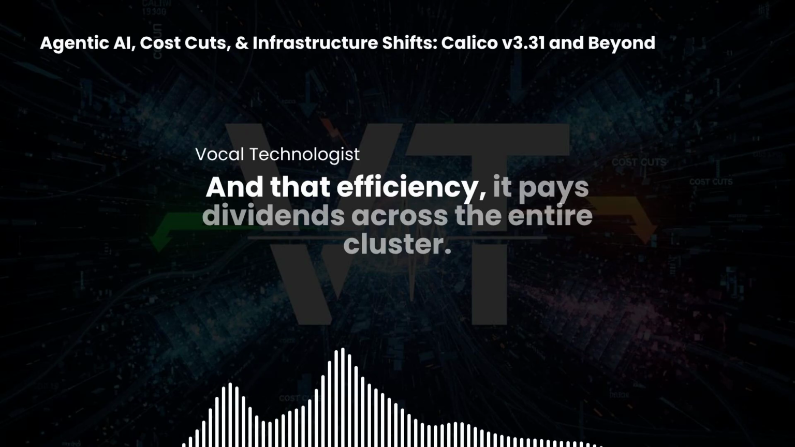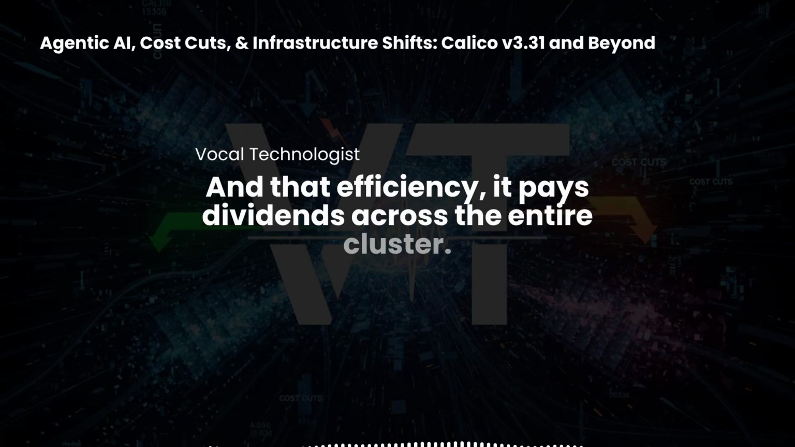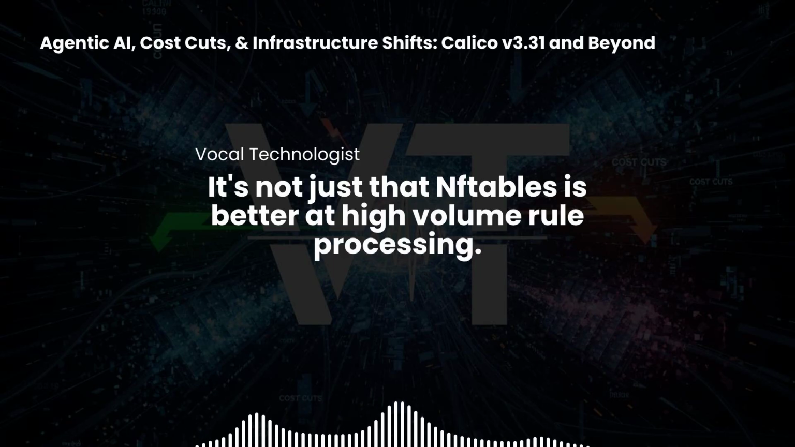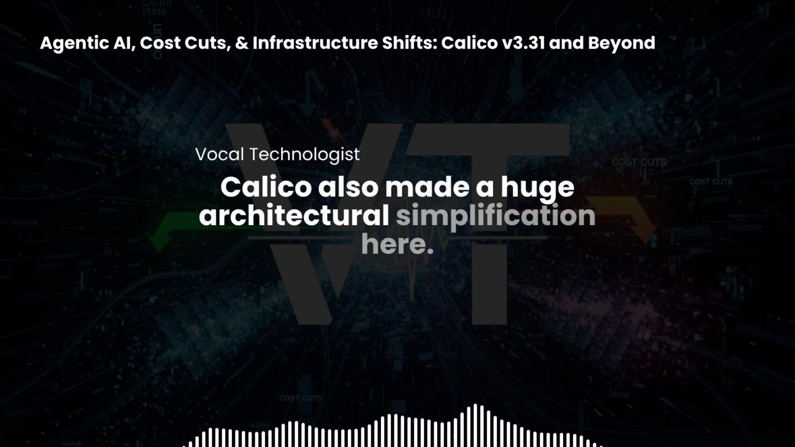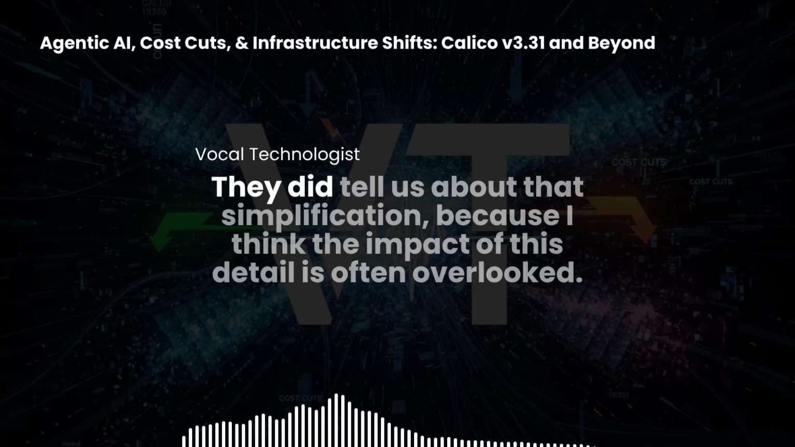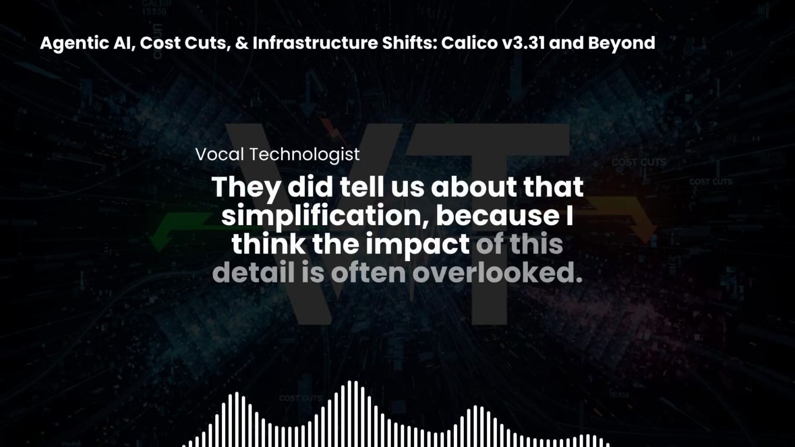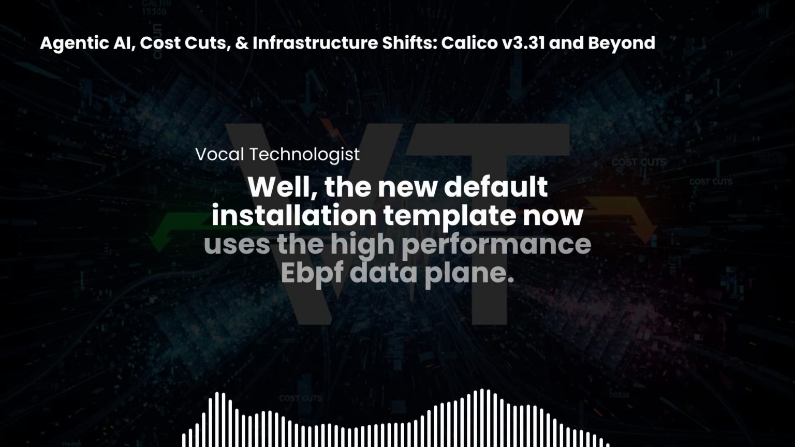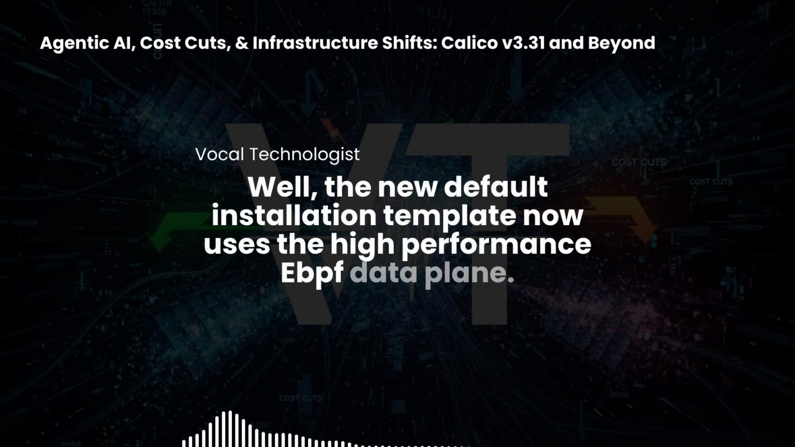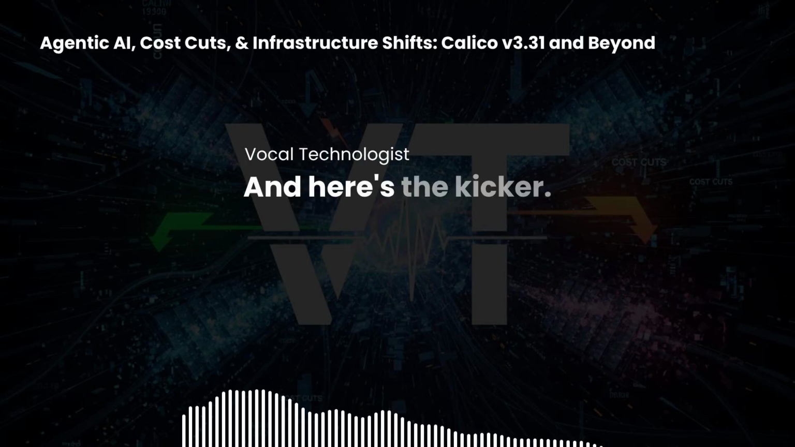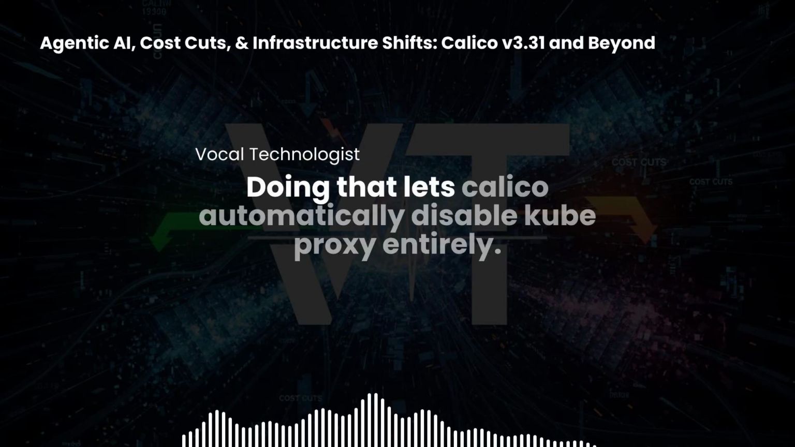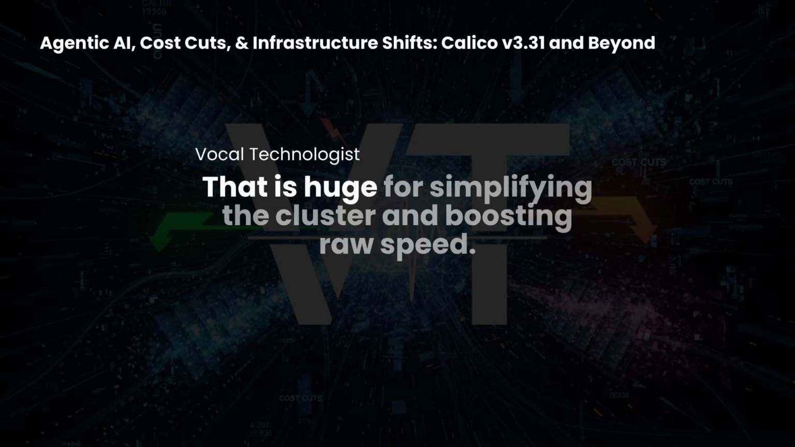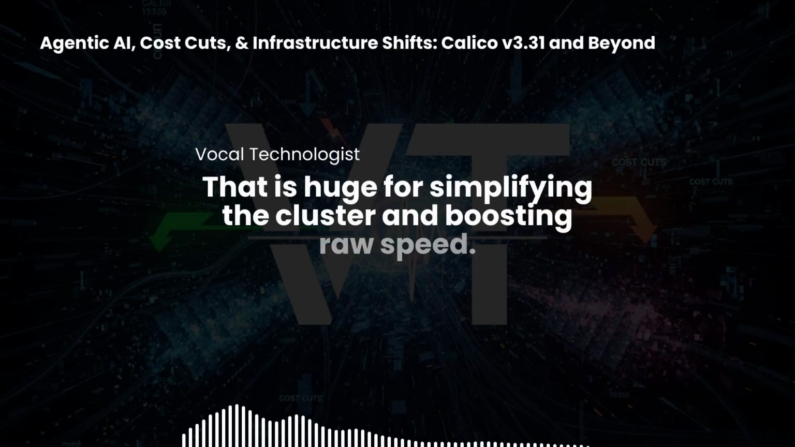Right. And that efficiency pays dividends across the entire cluster. It's not just that NF Tables is better at high-volume rule processing. Calico also made a huge architectural simplification here. They did. Tell us about that simplification, because I think the impact of this detail is often overlooked. Well, the new default installation template now uses the high-performance eBPF data plane. And here's the kicker. Doing that lets Calico automatically disable kubeproxy entirely. That is huge for simplifying the cluster and boosting raw speed.